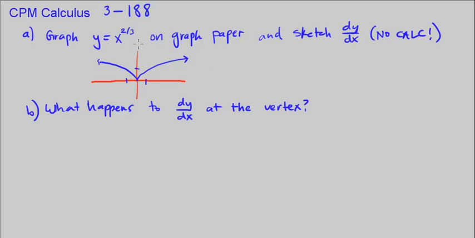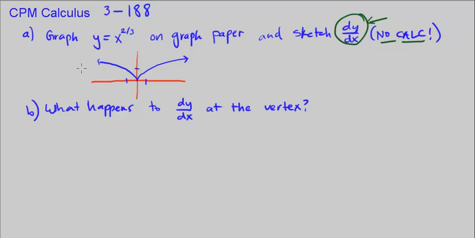You can use a calculator to graph this if you're not sure how to, or you can use points. You could plug in -1, 0, 1, 2. You can plug in different points. So let's sketch the derivative of y, dy dx. I'm going to use green color without a calculator.